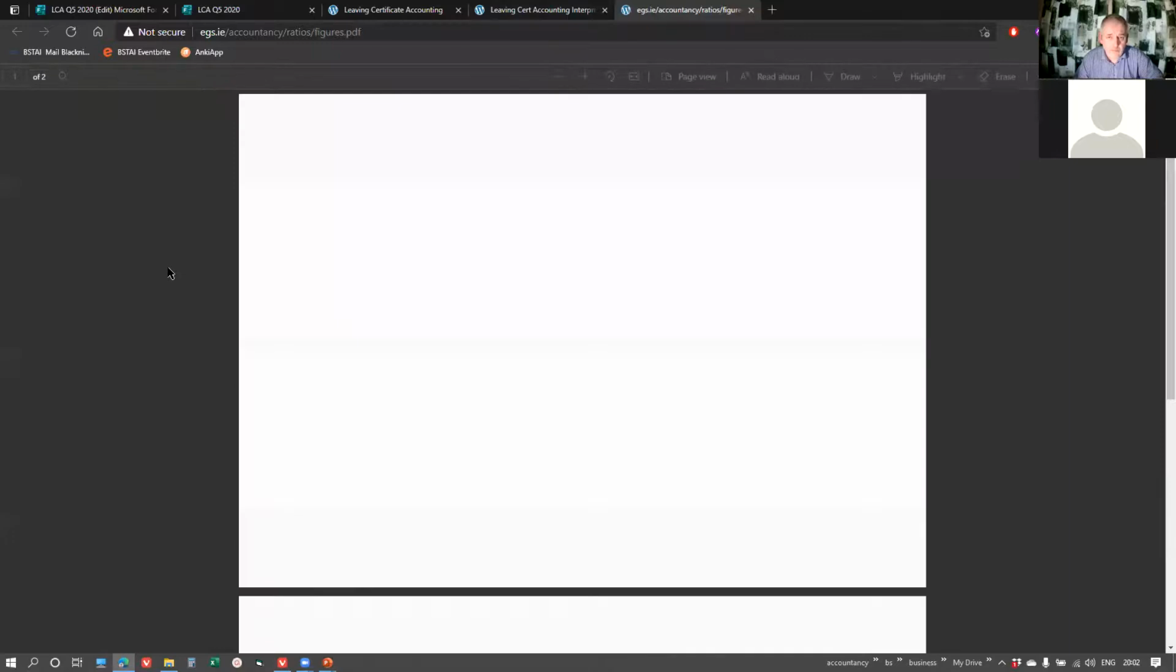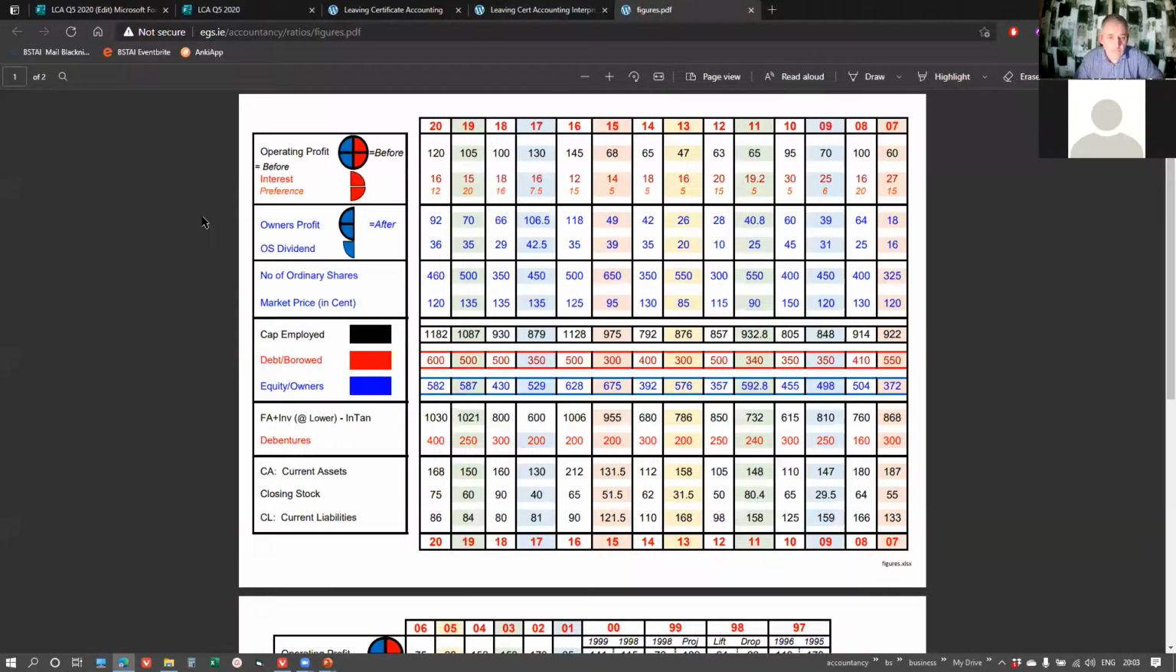This link here, if you want students working out calculating formulas in a hurry, these are all the calculated figures for you. So you can say, right, there's the operating profit, capital employed. You can do the formulas for 2020 based just on this, or you can use it just to put up the figures on the board. So it's kind of handy for you rather than you having to work out figures.